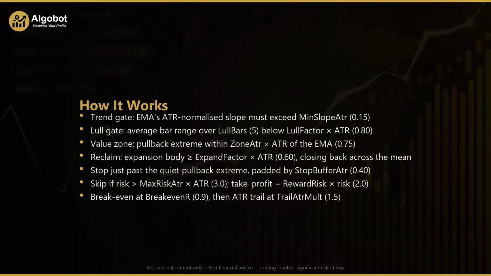For a long, the stop is placed just below the quiet pullback low, padded by 0.4 of an ATR. For a short, it sits just above the pullback high. Because the entry comes right off a calm pullback, that stop is naturally tight. If the resulting risk would exceed 3 times the ATR, the trade is skipped entirely, so no single position risks an outsized amount. The take profit is set at 2 times that risk. Once price moves 0.9 of the risk in profit, the stop is pulled to break even and then trailed by 1.5 ATR, never loosened. And only one position is held at a time.